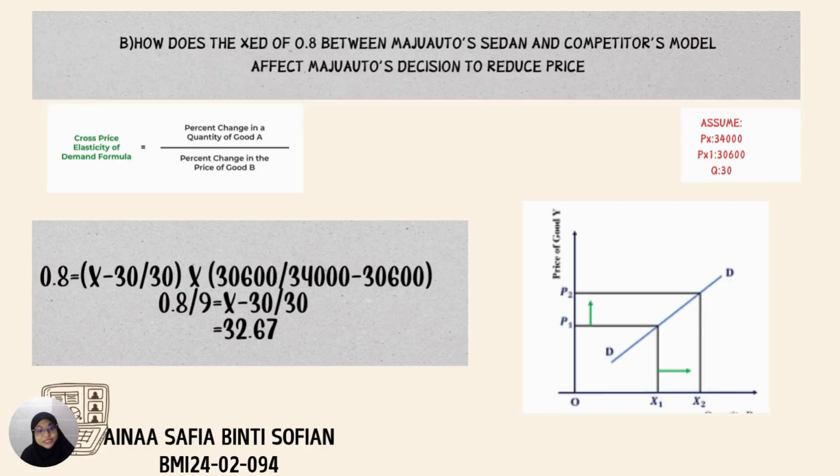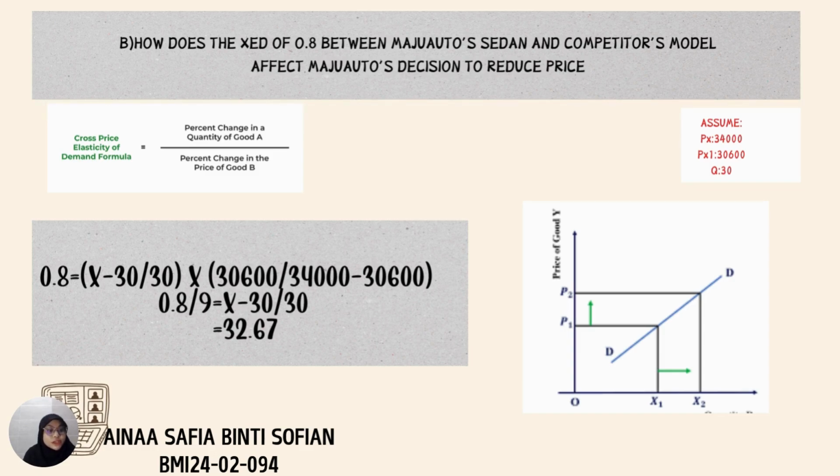Let's move to the next question. The next question is how does the cross elasticity of demand of 0.8 between Maju Auto Sedan and competitors' models affect Maju Auto's decision to reduce price. The formula for cross elasticity of demand is percent change in quantity of good A divided by percent change in the price of good B. Before we start our calculation, we need to know the degree of responsiveness. For this question, the cross elasticity of demand is already given as 0.8. So that means it is positive and they are substitutes.